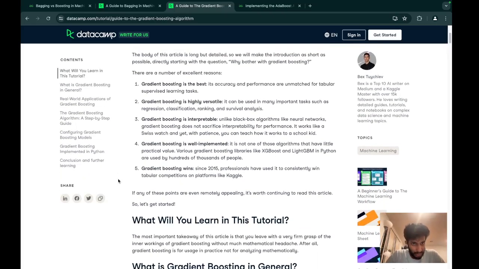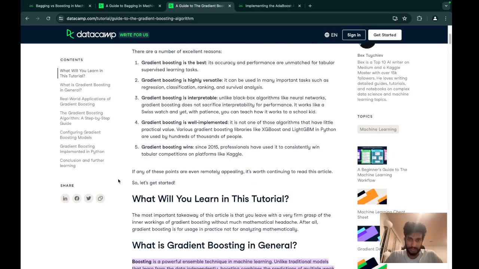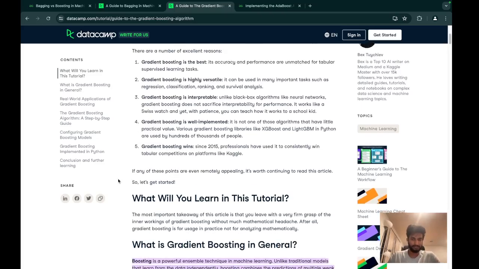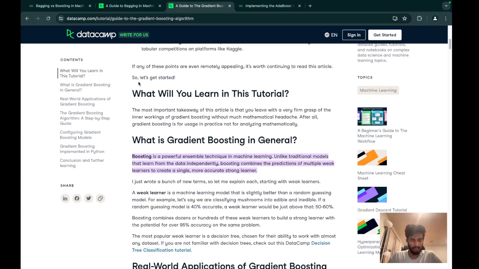Good question, man. There are a number of excellent reasons. Gradient boosting is the best. I'm gonna skip that. Gradient boosting is highly versatile. Okay, gradient boosting is interpretable. I like that. Gradient boosting is well implemented. Good. Gradient boosting wins. I'm just gonna skip these.